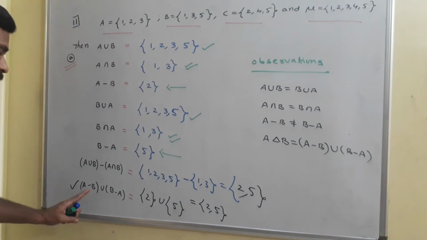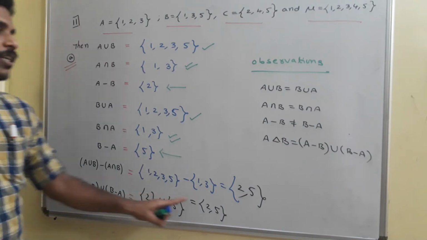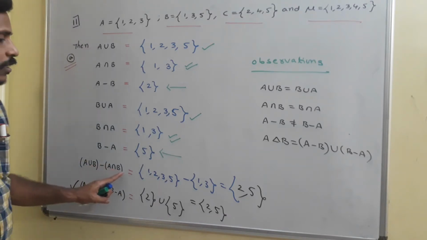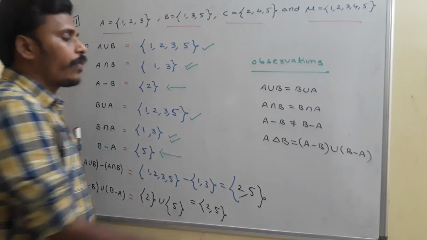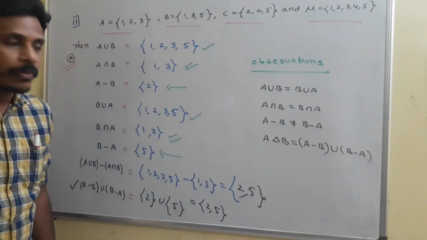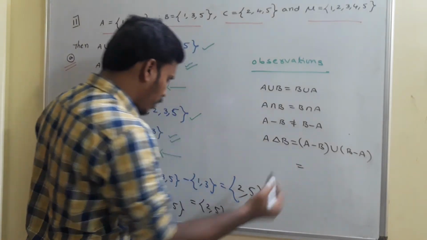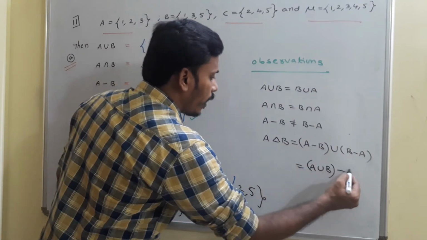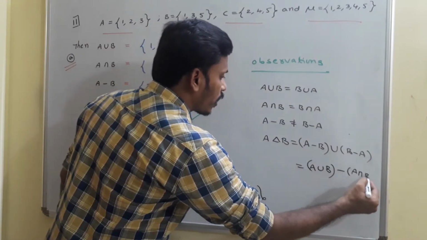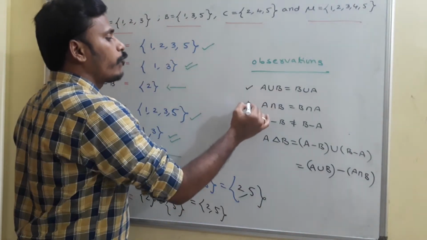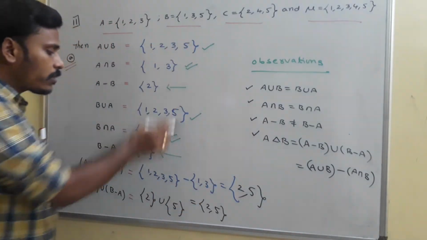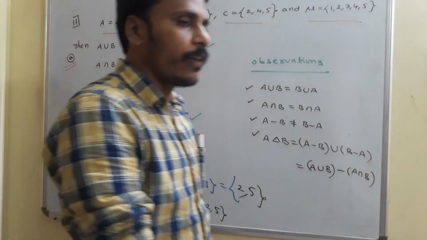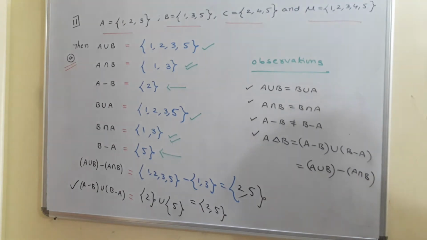And here A minus B union B minus A is {2, 5}, and A union B minus A intersection B is also {2, 5}, and that's why A delta B equals A minus B union B minus A, which equals A union B minus A intersection B. And these are the 4 observations from these simple results. Okay, that means simple problems. Just have a look and then I will give you 11B. This is all 11A.